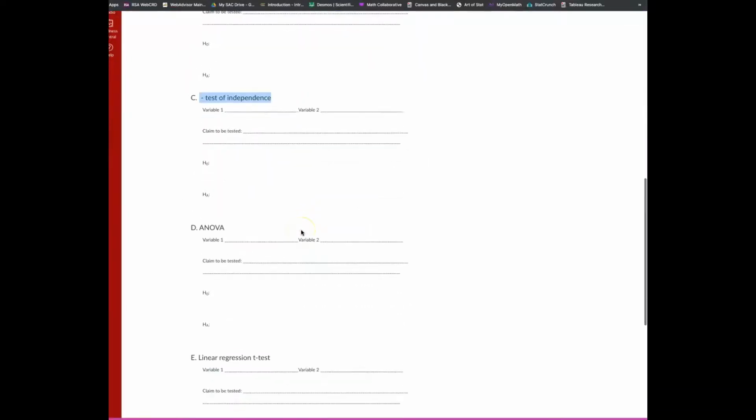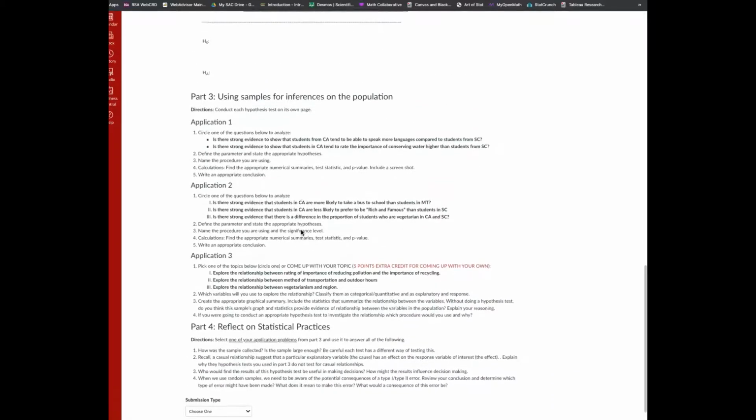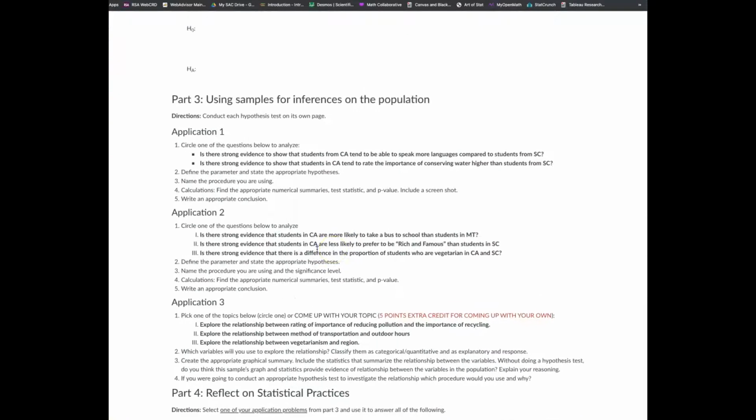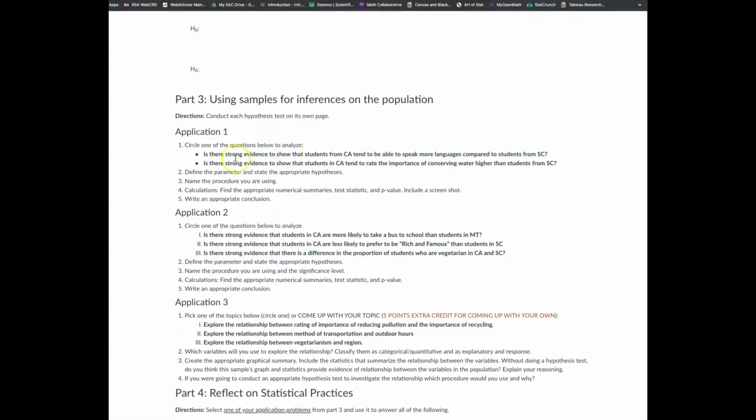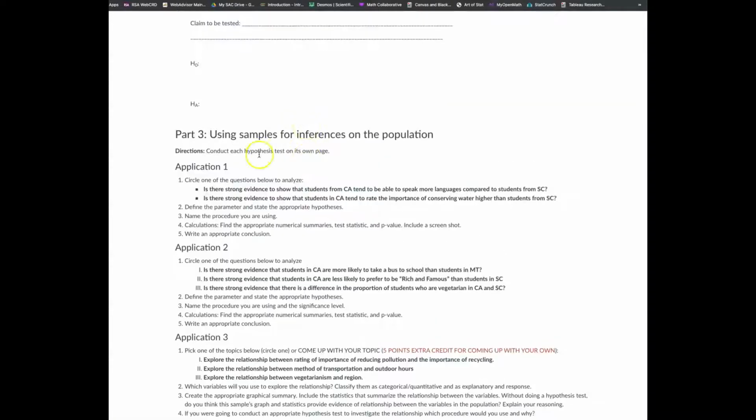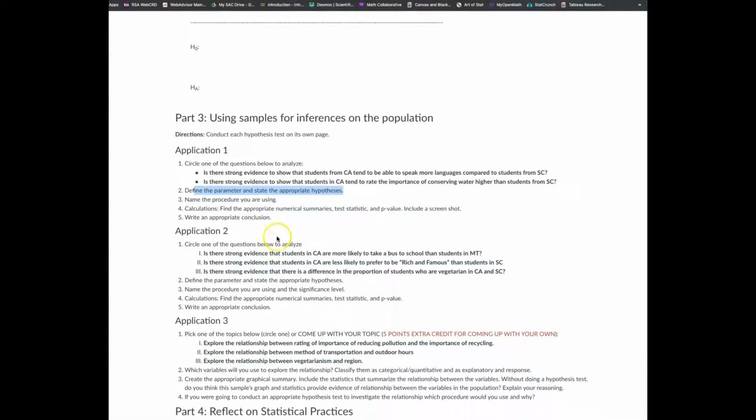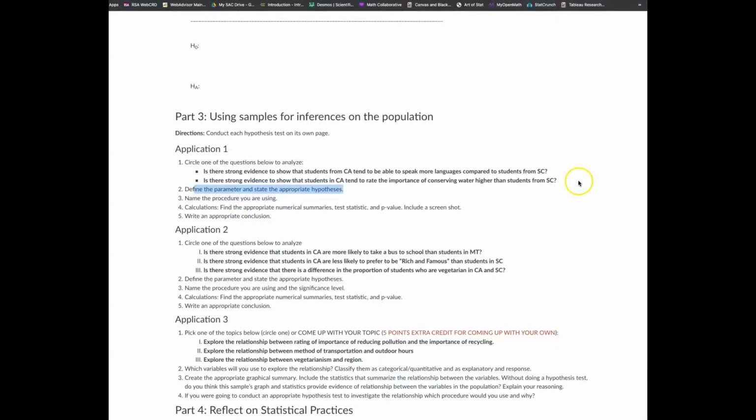Okay. Next, part 3 is where you're going to go ahead and do something. So circle one of the questions below to analyze. So you have one of these questions here, and you're going to try to answer that question using statistics. Define the parameter, right? State the hypotheses, name the procedure, and then use the artist stat to do those calculations. And then what is the answer to that question? What's our conclusion?